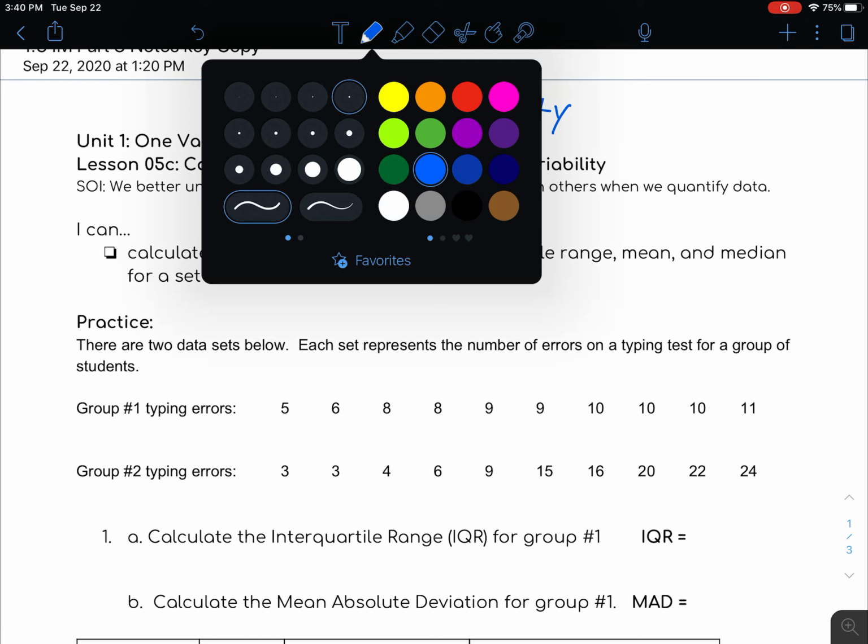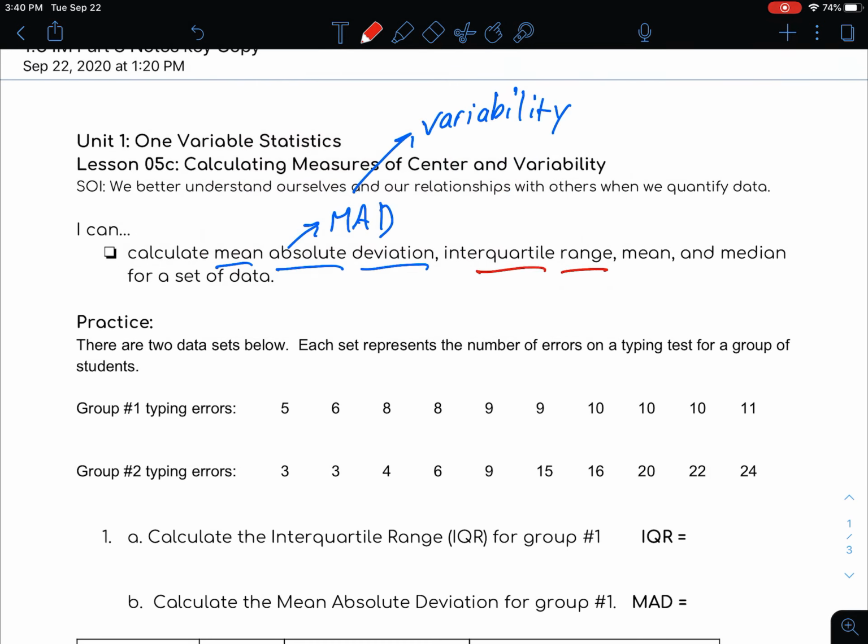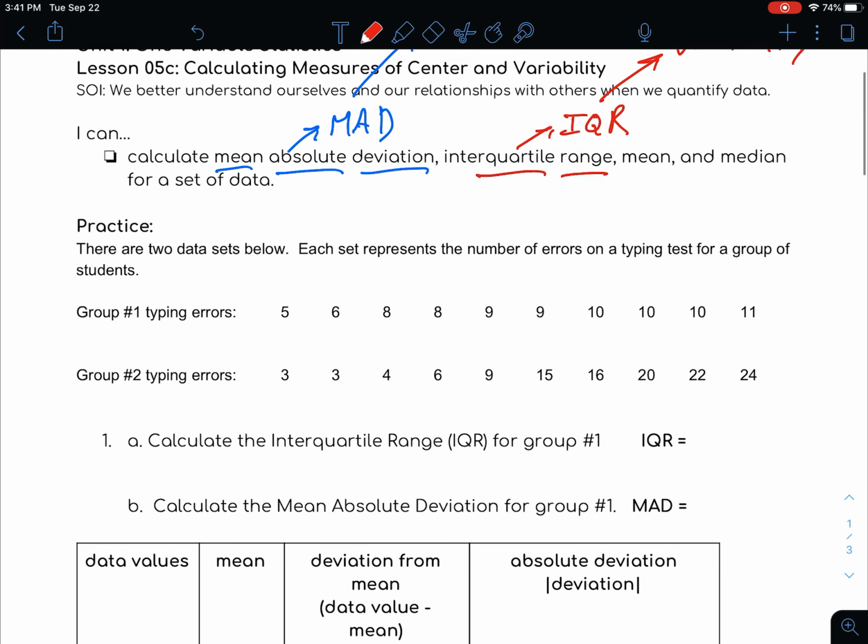We also had another measure of variability called the interquartile range, also known as the IQR. So these are the two measures of variability that we're going to consider. And just like the mean, median, and mode can be used to talk about where the center of a data set is, MAD and the IQR are two ways of determining variability in a data set. So we can reference both of them.